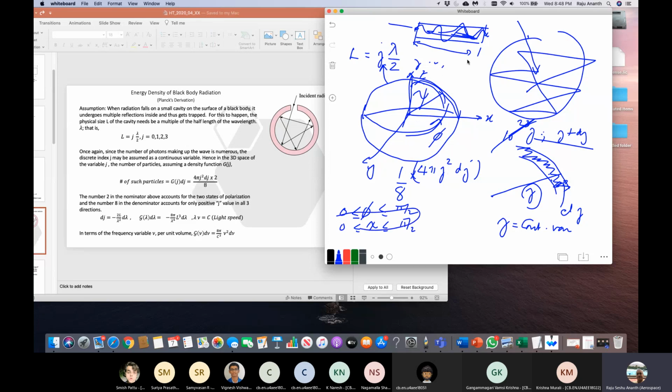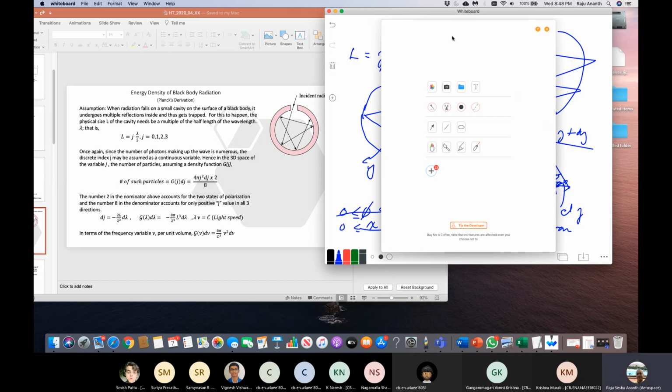And these particles can also be doubly polarized. They can be linearly, horizontally or vertically polarized. So there are two possibilities, so you have to multiply by 2. So if I want the number of particles between these energies, sorry.